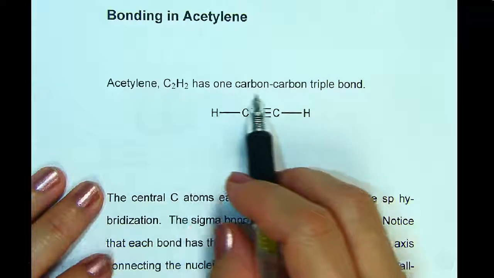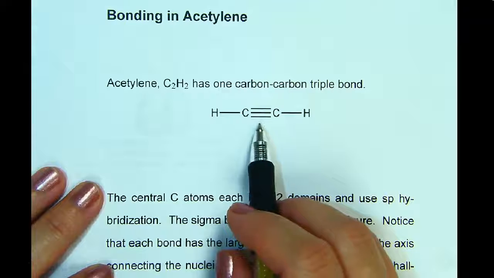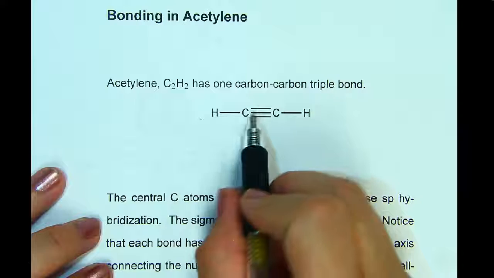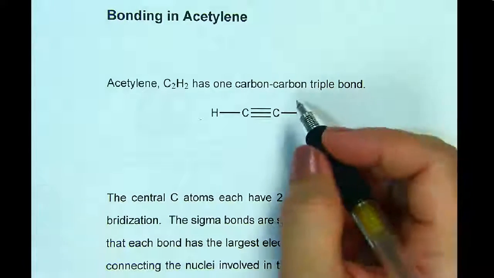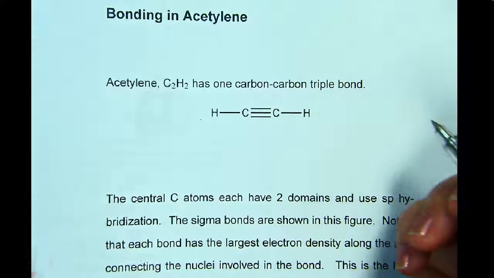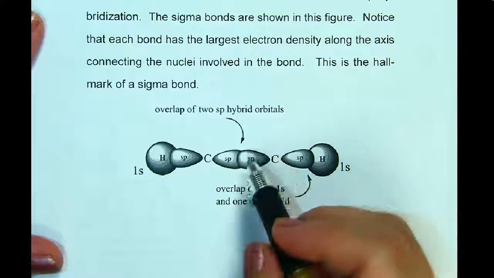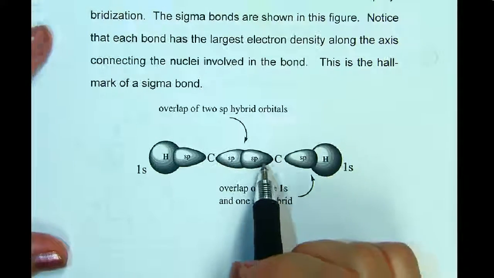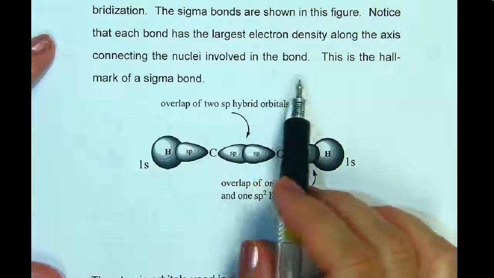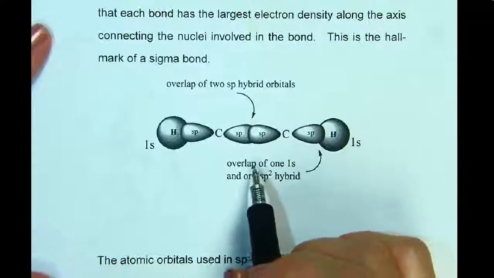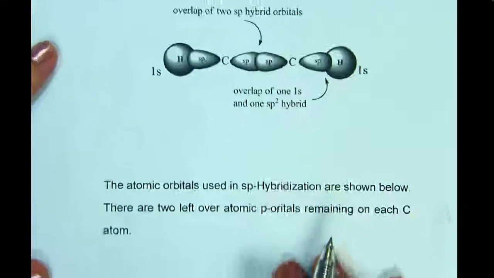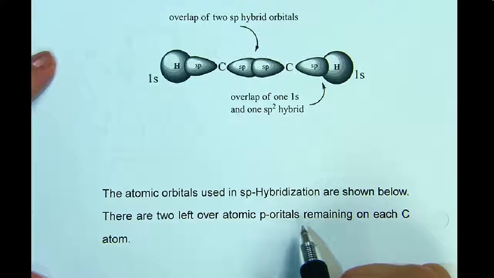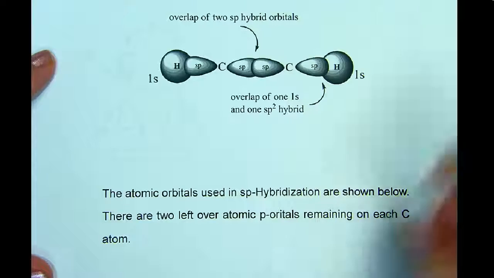Acetylene, which is C2H2, has 1 carbon-carbon triple bond. So the central carbon atoms each have 2 domains, 1, 2, and use sp hybridization. The sigma bonds are shown in this figure. Notice that each bond has the largest electron density along the axis connecting the nuclei involved in the bond. This is the hallmark of a sigma bond. The atomic orbitals used in sp hybridization are shown below. There are 2 leftover atomic p orbitals remaining on each carbon atom.